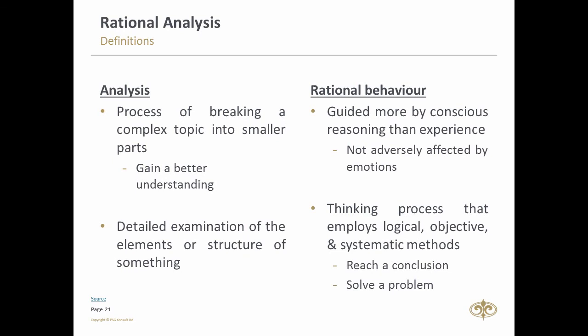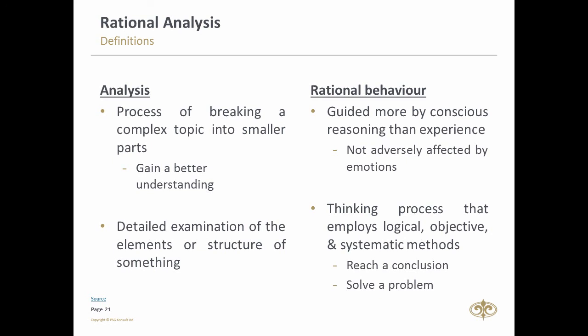So when I talk about combining the two approaches, before I do that, just to bring in some definitions. We talk about analysis. I got this from a website, I can't remember which, but there's a link here to the source. Analysis is the process of breaking a complex topic into smaller parts, the idea being to gain a better understanding of the bigger picture. Alternatively, analysis is a detailed examination of the elements or structure of something. So when I talk about rational analysis, this is the process of looking at the big picture and then chunking it down.